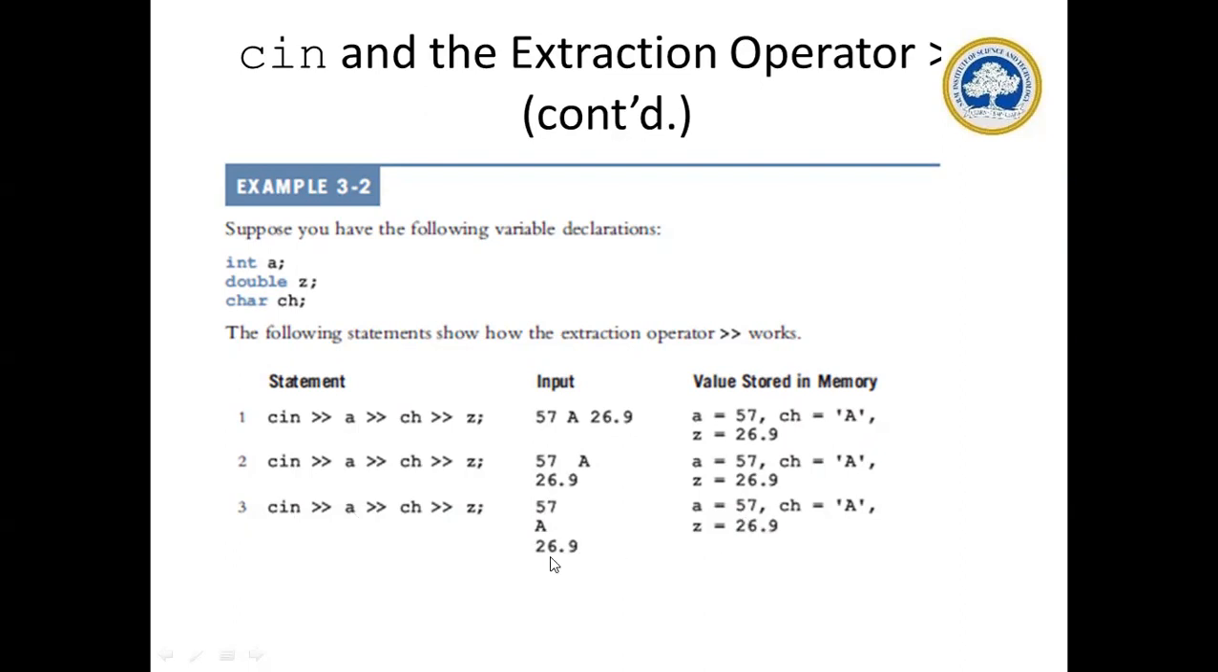Variable ch, and then the value 29.26.9 will be shown to the double variable. So these are the different ways we can use the cin statement for getting the input from the user.